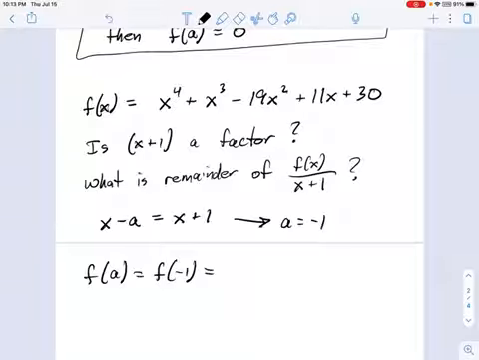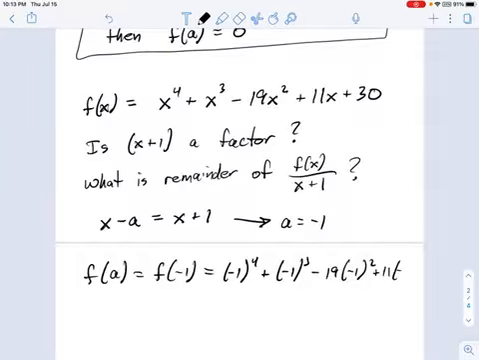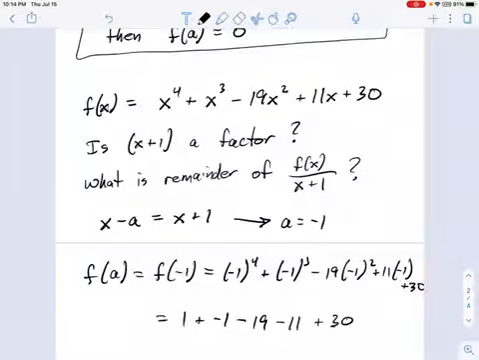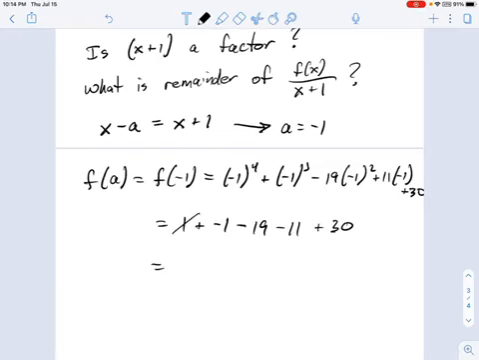So I'll just do this kind of in my head a little quickly. Well, no, I'll write it down. Negative 1 to the 4th plus negative 1 cubed minus 19 times negative 1 squared. Can I fit it in? No, I'm running out of room. Plus 30. Okay. So what is that? Negative 1 to the 4th is 1 plus negative 1. Looks like we've got a minus 19 over here, minus 11, and plus 30. Okay, so keep working through it. 1 and negative 1 cancel out. Negative 19 and negative 11 makes negative 30 plus 30. Hey, look at that. Equals 0.